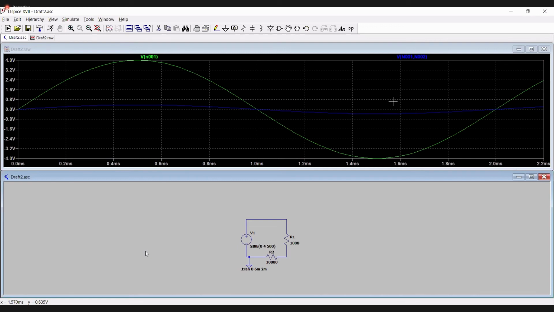Okay. So again, let me just repeat: you start saving data at 2 milliseconds and then stop saving data at exactly 6 milliseconds, after 2 periods. So let me just go back.